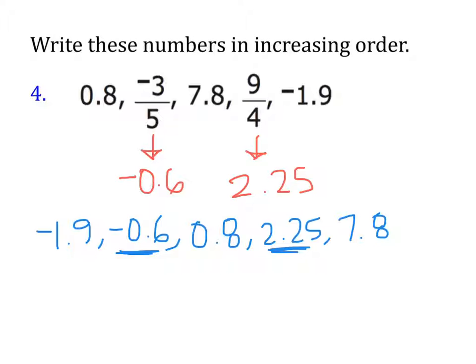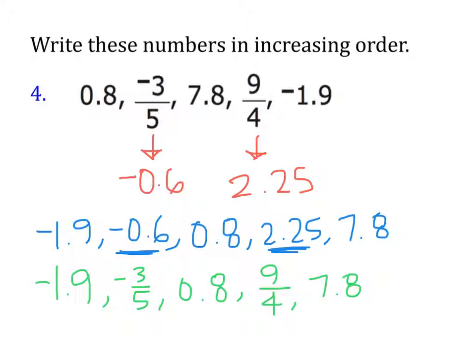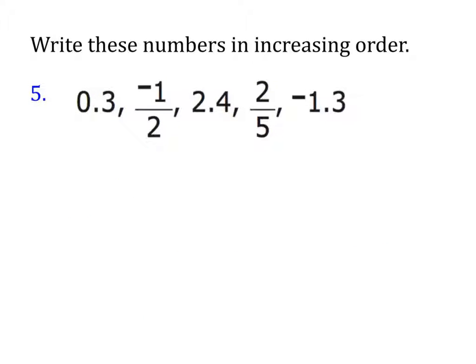Now my last step is to take those two decimals that started out as fractions and rewrite them as their original numbers. So I have negative 1.9, negative 3/5, 0.8, 9/4, and 7.8. If you feel comfortable, you don't have to record this step. You can just go from the first step in red all the way to the second step in green. But it doesn't hurt to list both steps out if that's helpful to you. Try this one on your own. Start up the video when you're ready to check your answer.